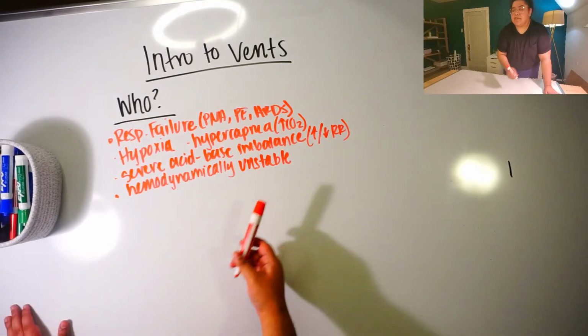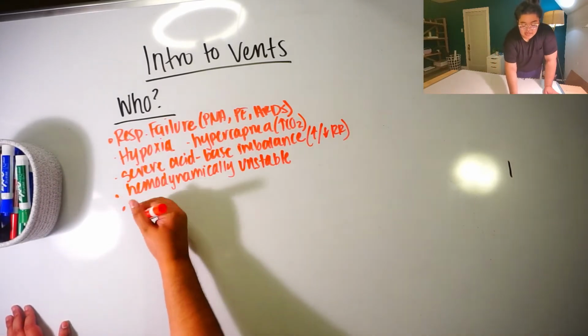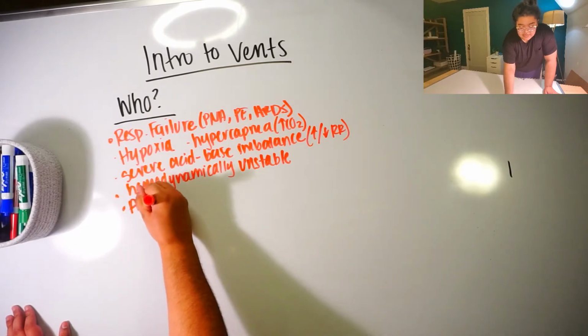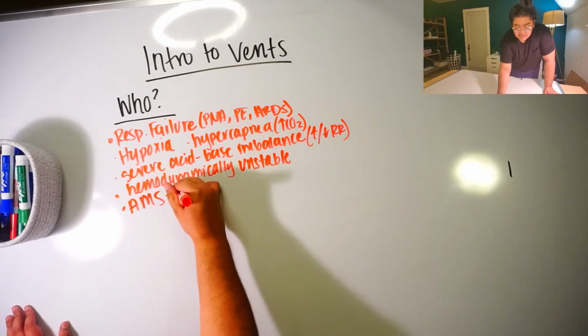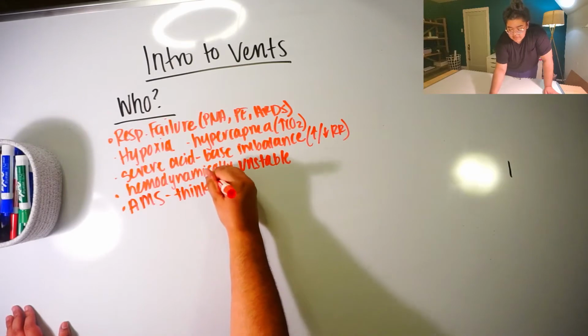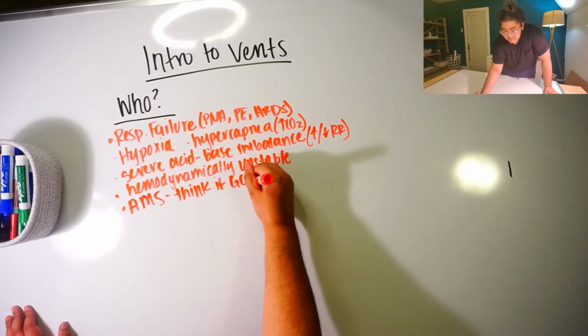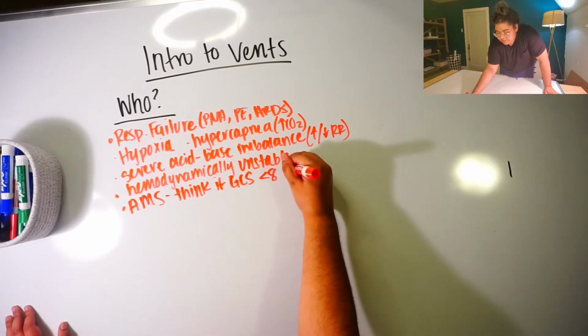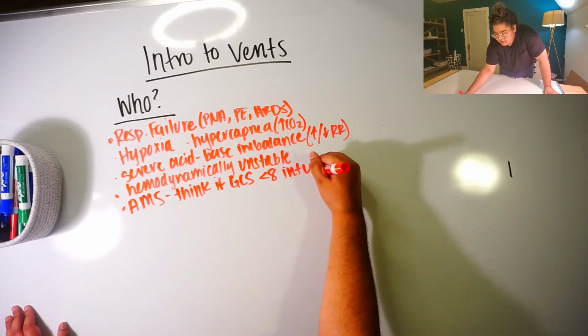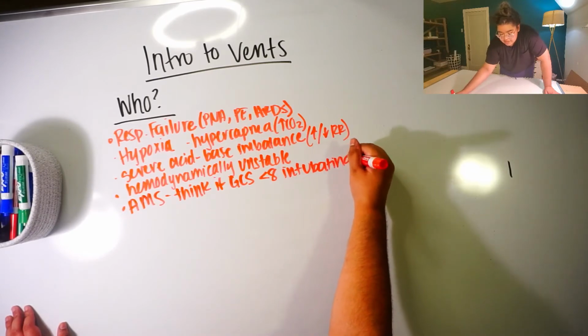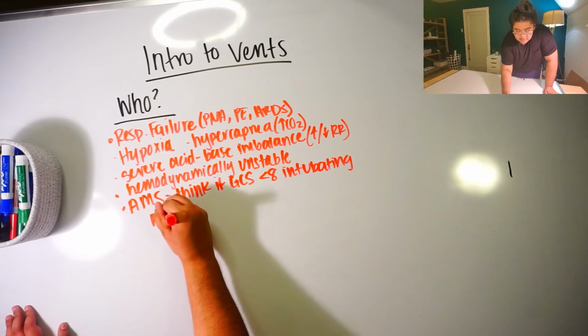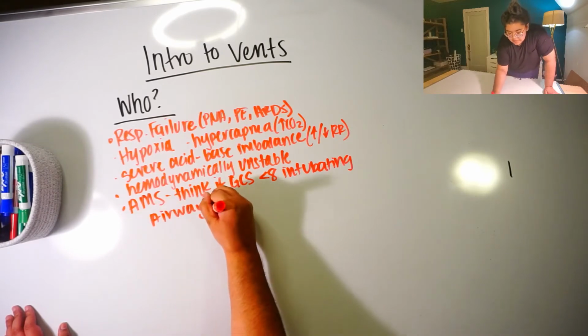So if you're hemodynamically unstable, that's another one. People who have altered mental status. So you want to think, if GCS is less than 8, intubate. So we're intubating for airway protection. That's your airway protection, okay?